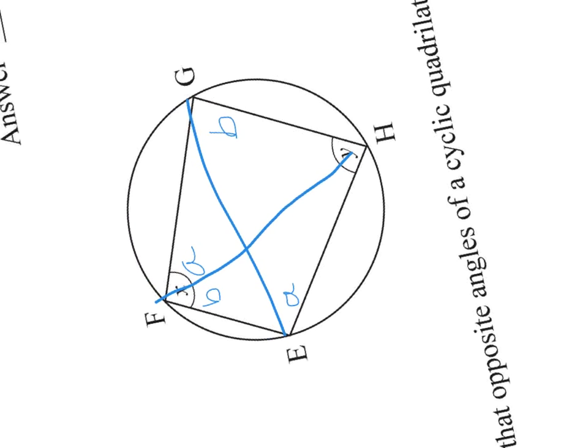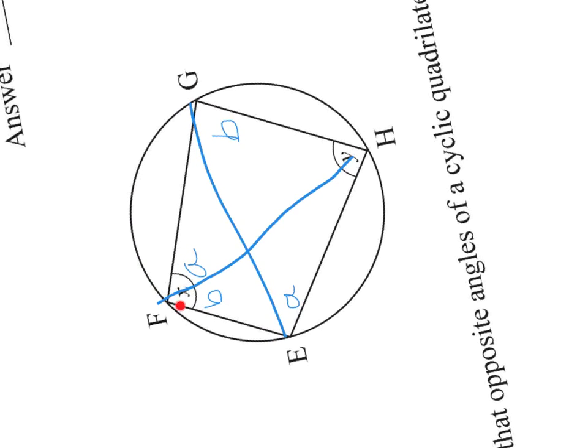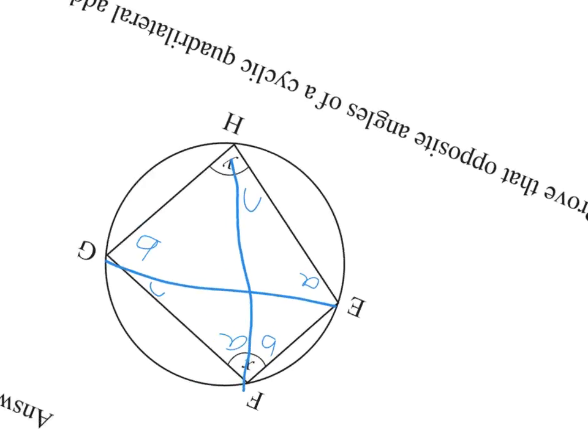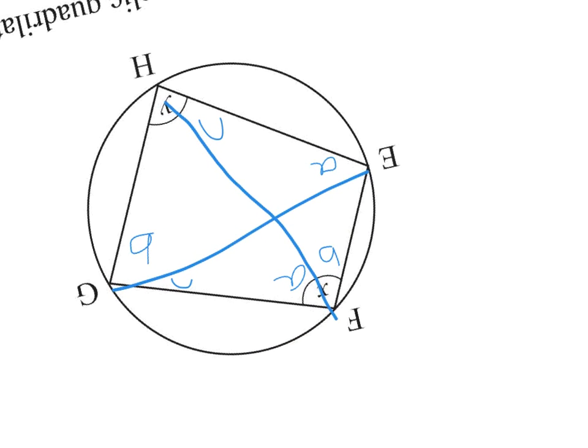If I turn my shape around, you can now look at this chord FE. We now have this angle FGE and this angle FHE, both being subtended by the same chord. So call them C. Finally, looking at the last chord, FG, we have this angle, GHF and GEF, which are both subtended, and we'll call them D.